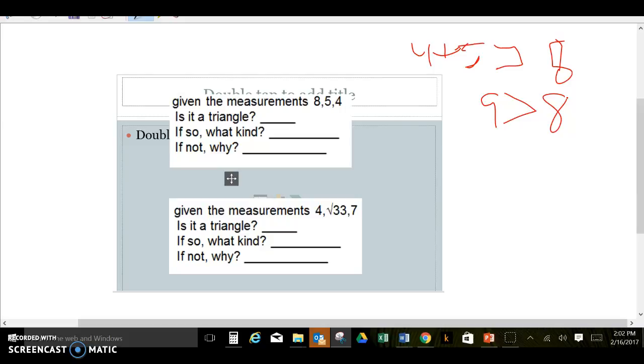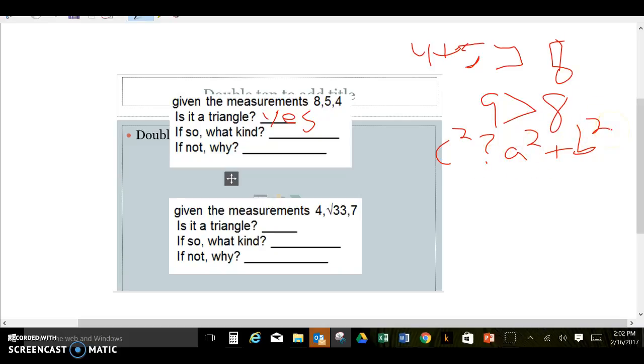So, is this a triangle? We're going to say yes. And now, if it is, what kind? Okay, so now we got to go through our converse to the Pythagorean theorem. So we go c squared, and I'm going to put a question mark instead of an equal sign, a squared plus b squared.